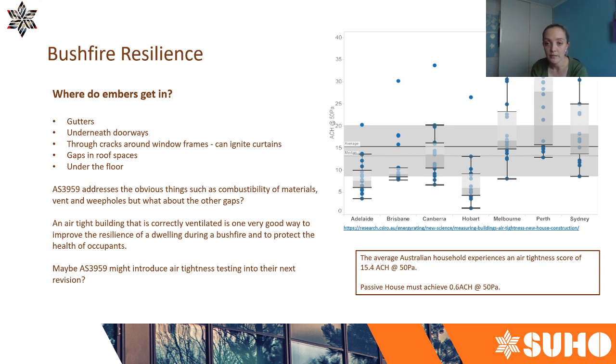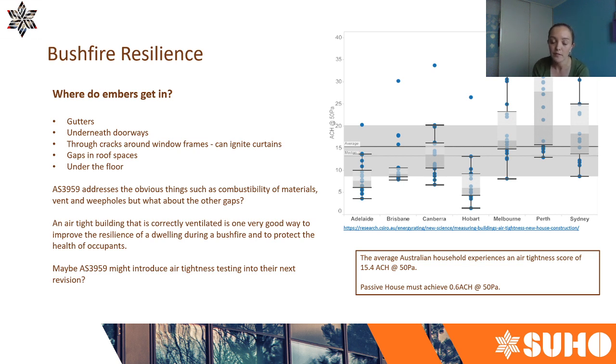This graph on the right is from a CSIRO study that was done in 2015, which is now 5 years old, which doesn't seem like that long ago, but it is. They did a lot of research across the country, doing some blower door testing. They tested about 130 houses across all of the capital cities in Australia and put it together in this report.